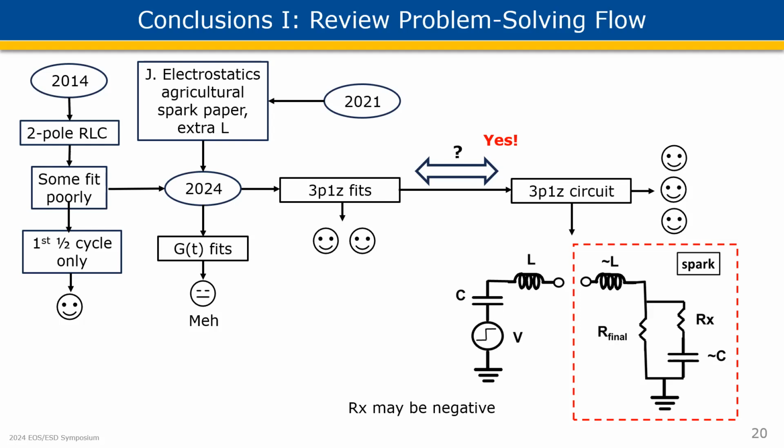But 3-pole 1-0 fits in the frequency and time domain fit very well. And eventually we found a circuit with a 1-to-1 correspondence to that. And the circuit is as shown with the spark on the right, of course, and the caveat that Rx may need to be negative, but everything is well behaved in terms of mathematics because of our final there to bleed off the energy.